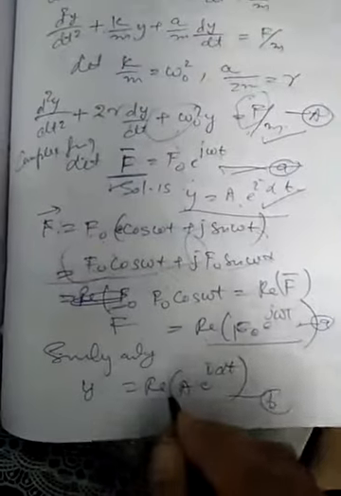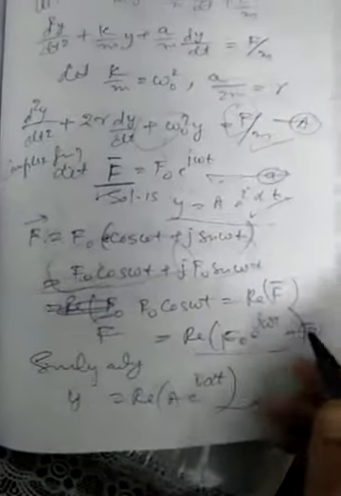y is equal to the real part of A e raised to iota alpha t. So we did give them certain numbers 5 and 6. Now we put the values of 5 and 6 in equation A, where we have to take the double derivative and the single derivative of y, and then f. Then we are going to compare it out.